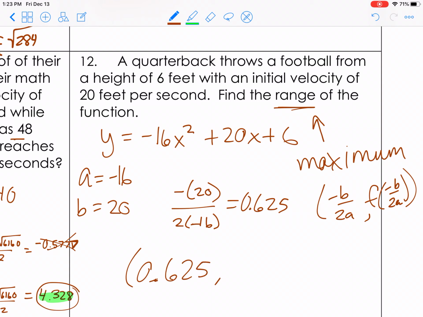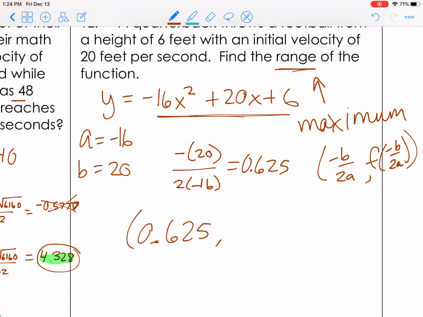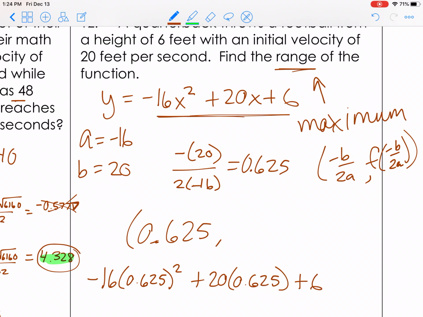To get the second number, which is going to tell us how high the football went, we need to plug it in. So I'm going to replace every x in the equation with 0.625. And when I do that, I get 12.25. So that tells me at the highest point when he throws the ball, it goes up to 12.25.